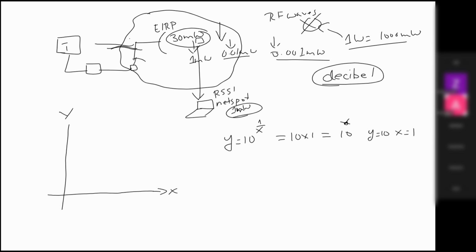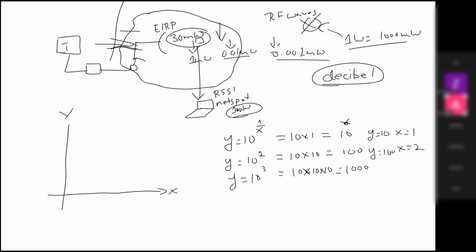Suppose I make X equal to 2. What will be the Y value? This is 10 into 10, that is 100. When I make X equal to 2, the Y value changes to 100. When I make X value 3, 10 into 10 into 10 becomes 1000. So Y is 1000 when you change X to 3. So why are we learning this?